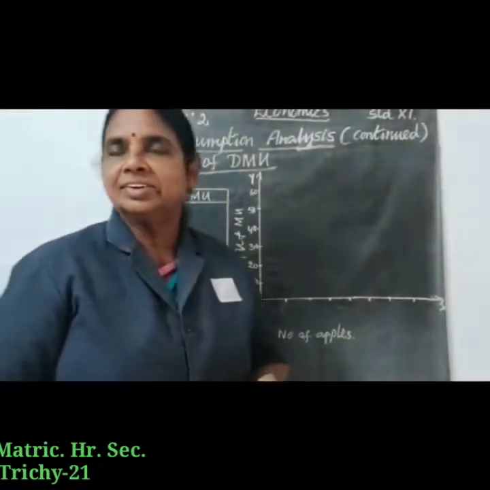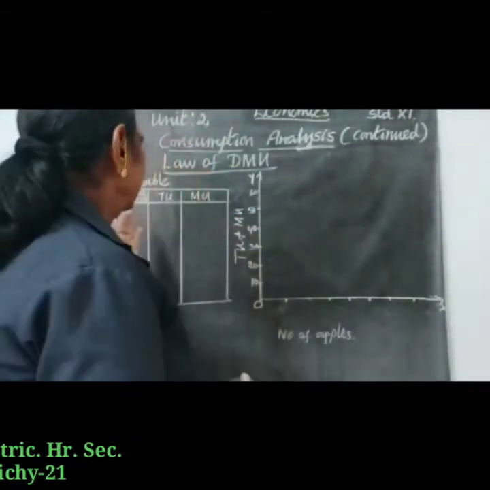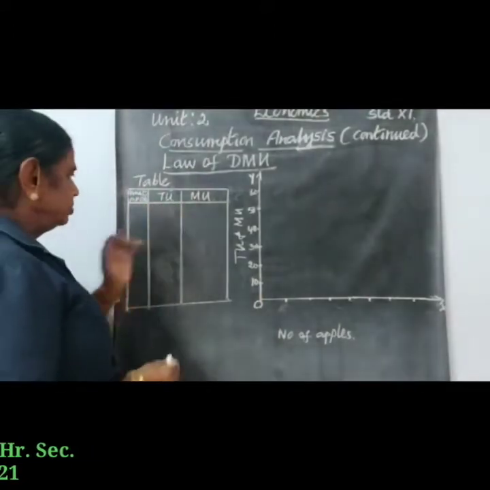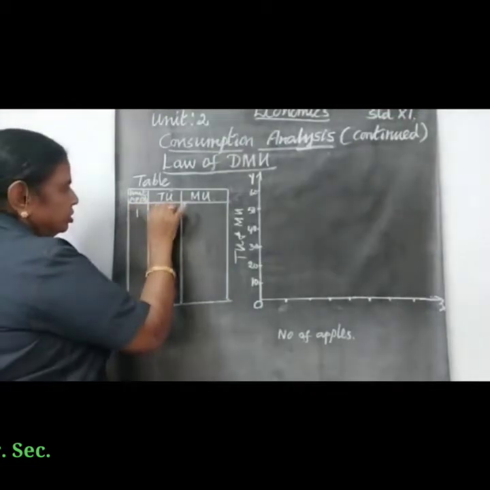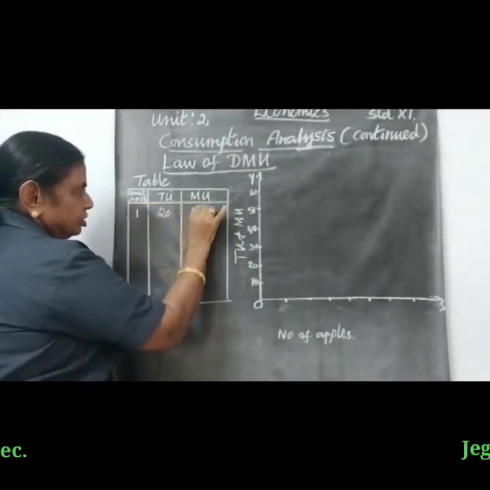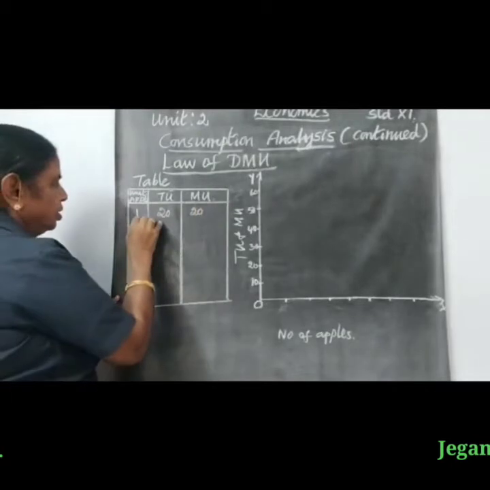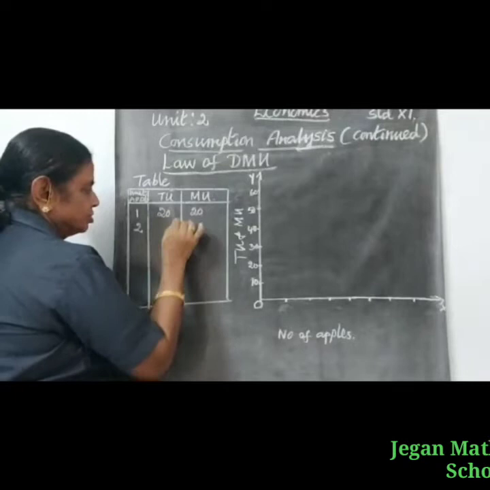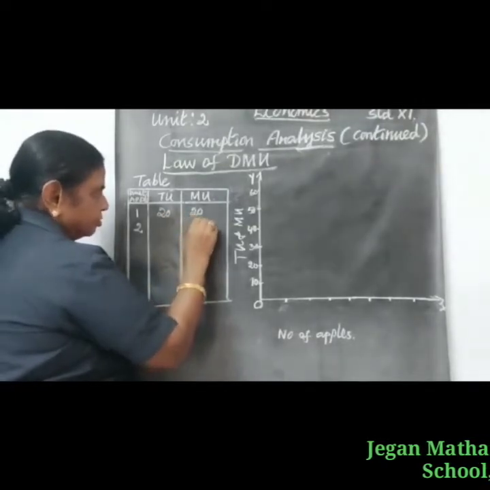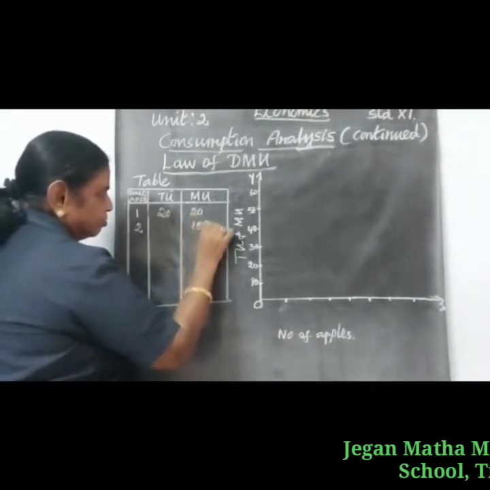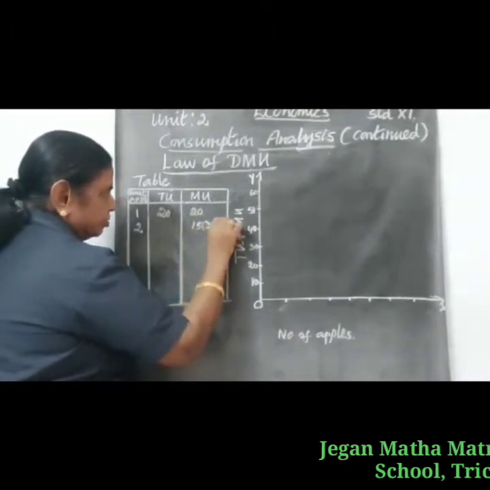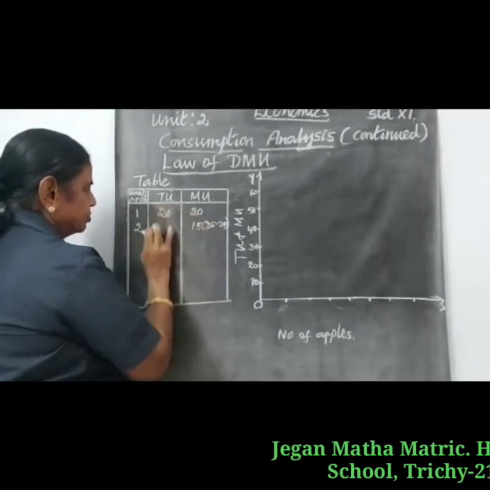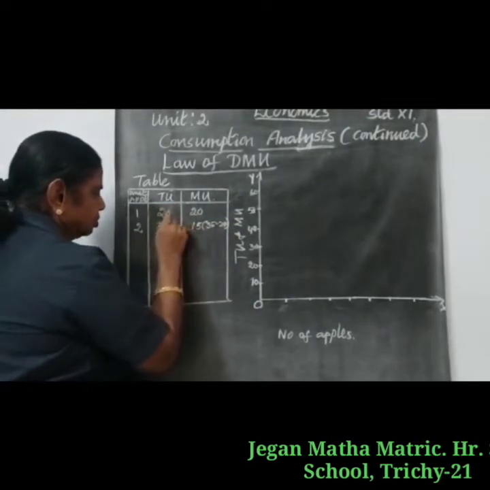This can be illustrated in a diagram. Let us see the table here: unit of apple, total utility and marginal utility. For one apple, the total utility and marginal utility are the same, 20 and 20. When the consumer consumes the second apple, then marginal utility decreases by 5, so 15. So the total utility is 15 plus 20, that is 35.